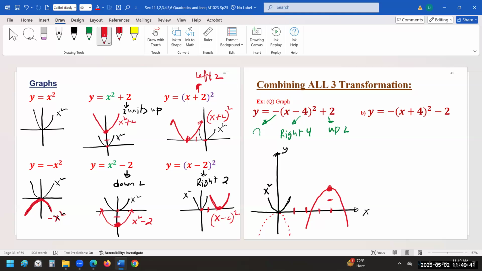So this position is 4, 2. And see here, we did the opposite of the inside, same as outside. So 4 and 2, that's our vertex. We always have to draw the original one. And in the exam, for the original one, 1 point, and for the transformation, 3 points. And then for the vertex, 1 point. So total 5 points for this question. So this is y equals negative x minus 4 squared plus 2.